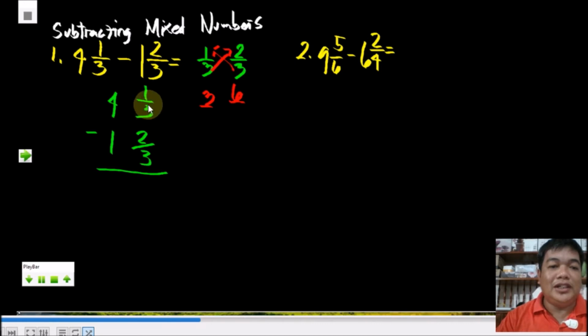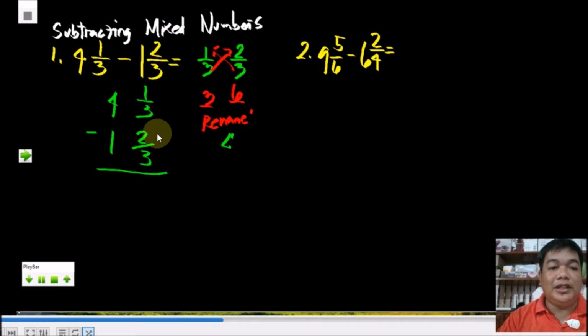mixed number into an improper fraction. How are we going to do that? We need to get one whole from 4, then add it to 1/3 to have an improper fraction to be subtracted by the second fraction, which is 2/3. So let us proceed. Rename 4 and 1/3 by getting whole number 1 from 4.